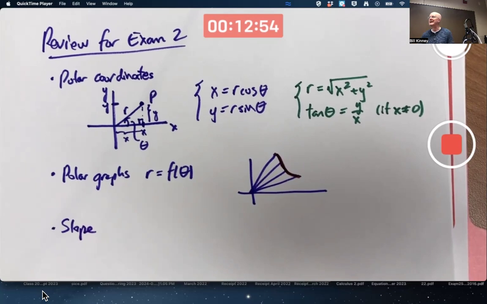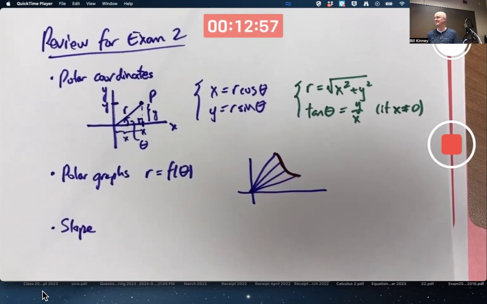How do you find the slope? It's not f prime of theta. That's a mistake to think it's f prime of theta, because this graph is made in a different way. It's not an ordinary kind of graph. So how do we figure out what the slope is?